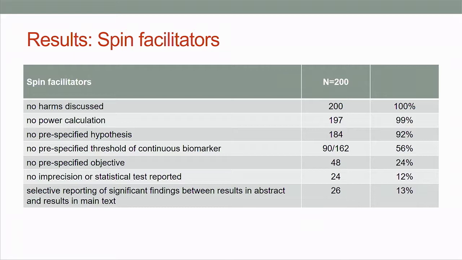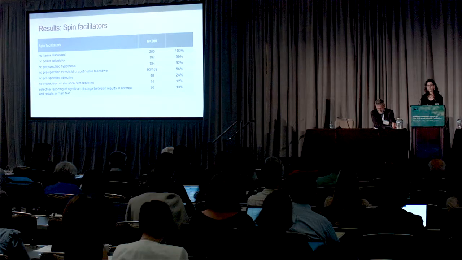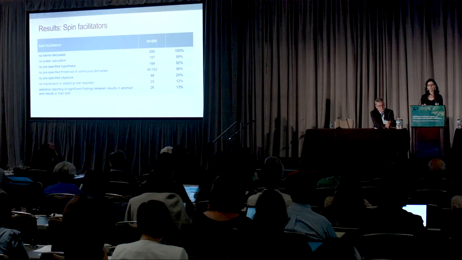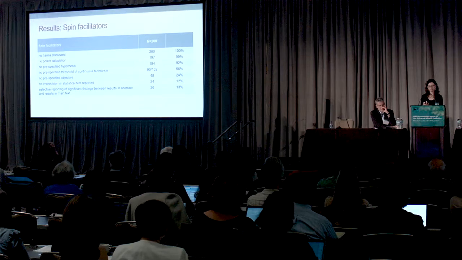Here are some examples of spin facilitators that we identified. Almost all the studies did not present any sample size calculations. They did not discuss any harms or pre-specify a hypothesis. 56% did not specify a threshold for the continuous biomarker. Such practices often lead to post hoc analysis after initial inspection of the data, and it gives room for manipulation of the results to make it look more favorable.